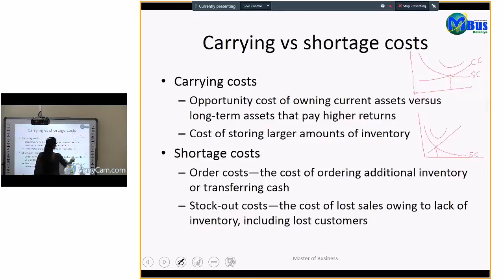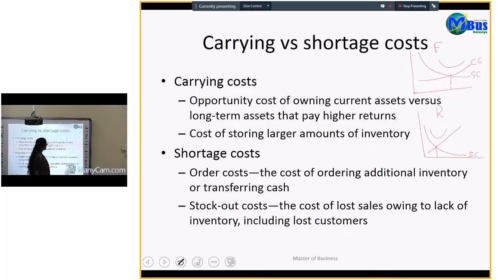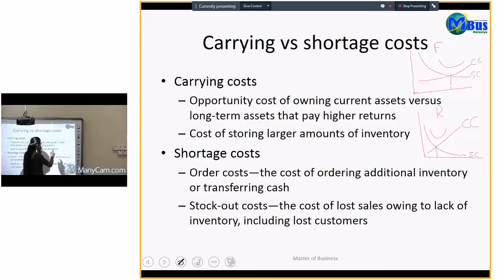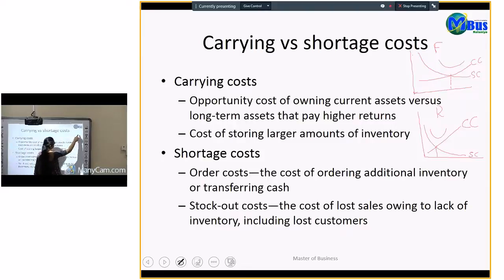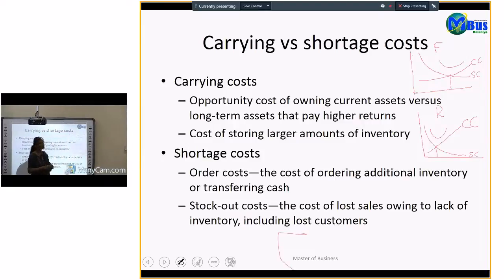This is for the restrictive. This is for the flexible policy. In the flexible policy, this is carrying cost, right? Their carrying cost is high. See, in the flexible policy, their carrying cost is high. Stock out cost, or shortage cost, that is lower compared to that one.